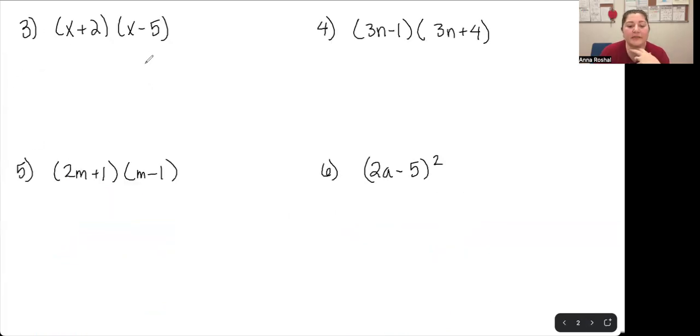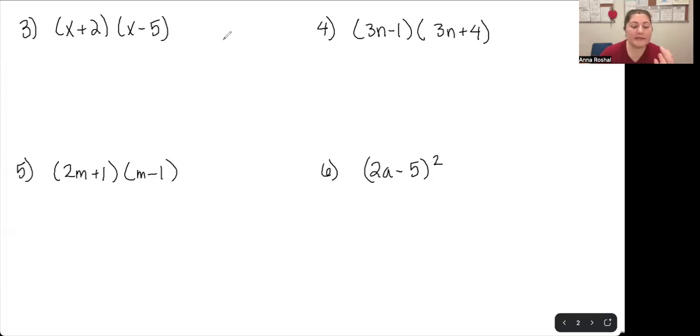Okay, so now our job is to go in and multiply all of these, using either FOIL or multiple distribution, or you could also do what I like to call an area model. I think it's super helpful, especially when we get to problems later on in this particular review sheet.